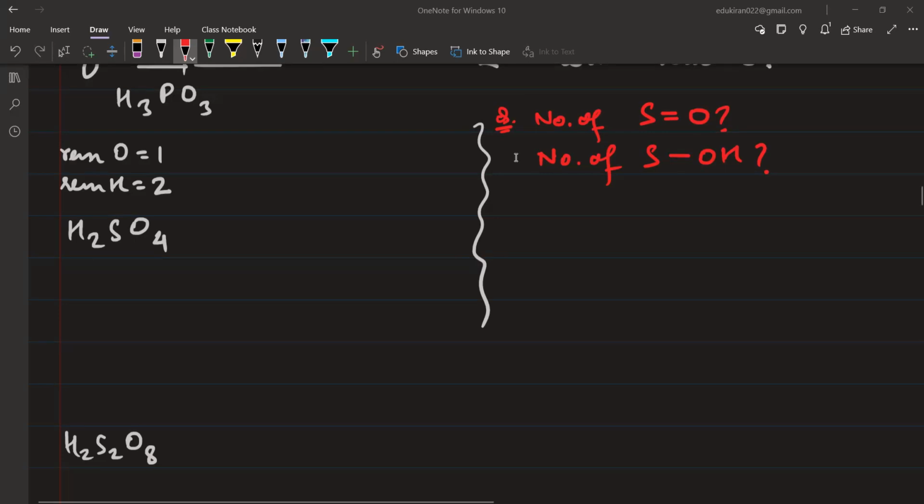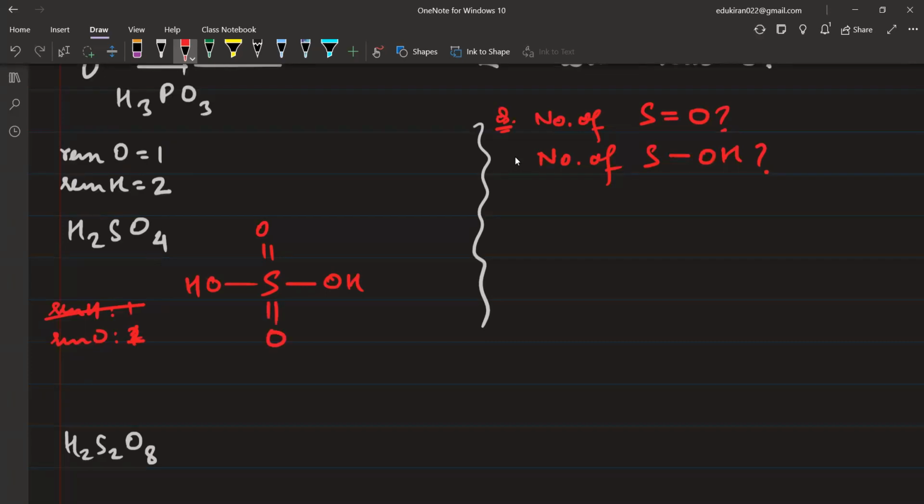So first of all, you will start with sulfur double bond O, and you will make one OH. So now we will say remaining hydrogen is how much and remaining oxygen is how much. Remaining hydrogen is 1. Remaining oxygen is 2. So I will make one OH. Hydrogen is done. I have remaining one oxygen. So double bond O. All of you got this? Yes or no? Please tell me.